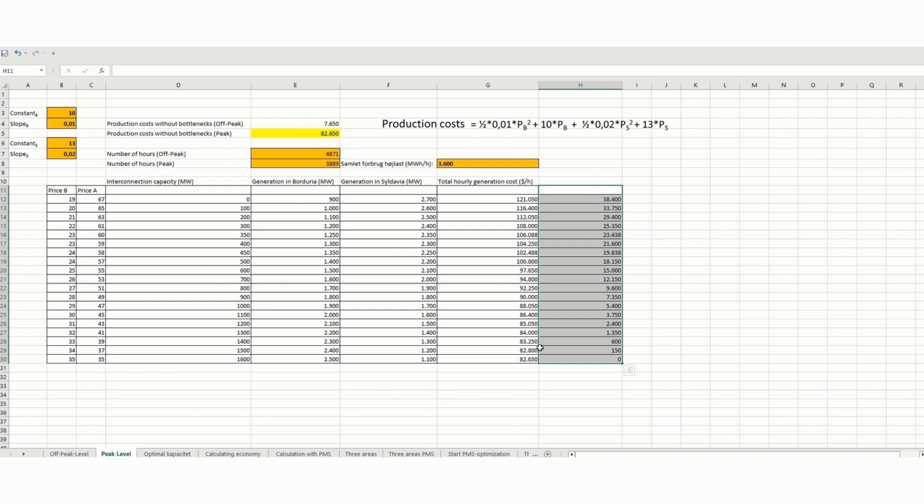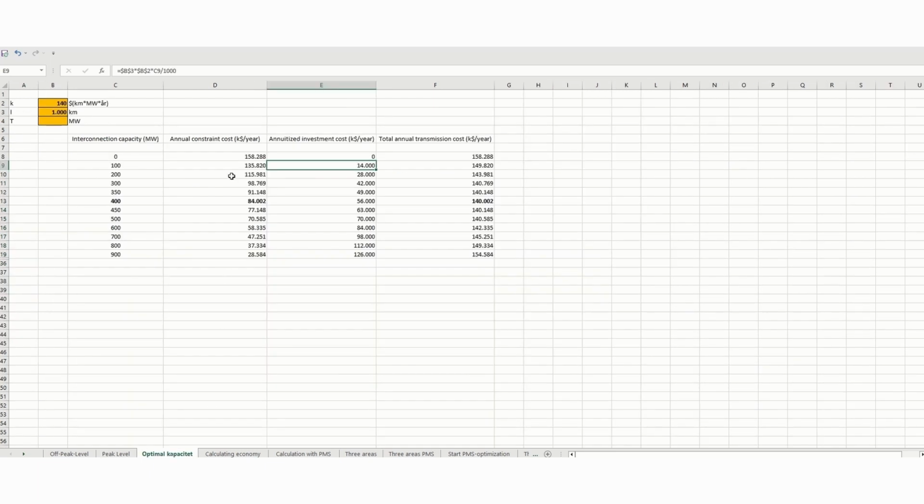Now I have calculated the constraint cost in both the off-peak period and the peak period. And now I will add these costs, and then I get the total yearly cost. As you can see, this is the cost of off-peak multiplied by the number of hours in off-peak, and the cost in peak multiplied by the hours in peak, and then it is in $1,000. So I've divided by 1,000 here.